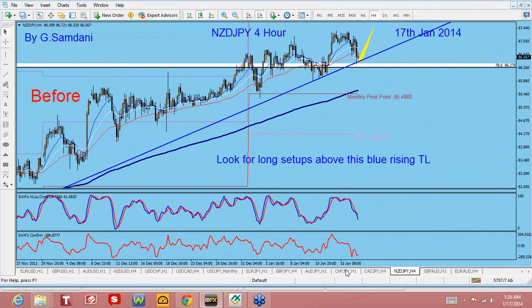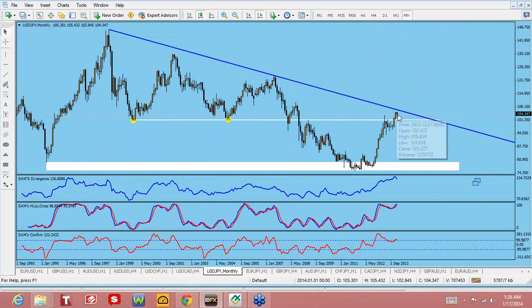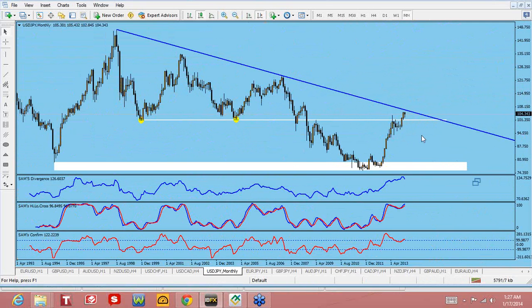And another thing that I'm watching is this. I need it to go up a little bit, touch this TL, and then drop. So let's see what happens. It is this support here, and then on the top you have a trend line, so it is sandwiched in between right now. Well, let's see what the fate of this one is. Maybe not this week. Next week we'll see some movement, I think, to the downside. But you never know. For now, Kiwi yen looks like it needs to go up.